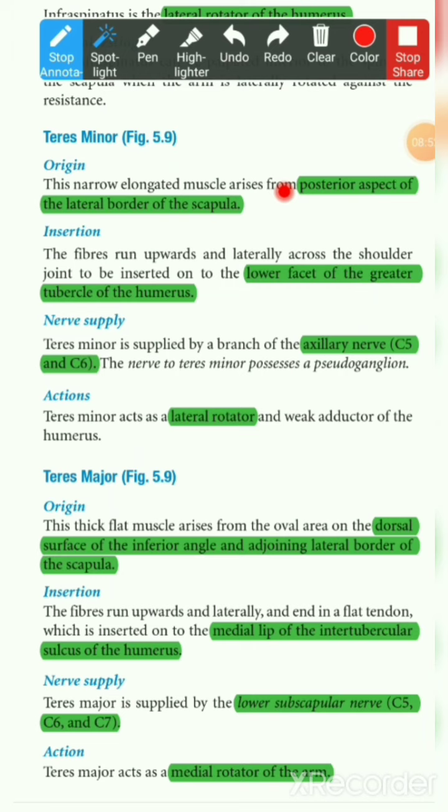Now come to our next muscle. This is the teres major muscle. It originates from the dorsal surface of the inferior angle and adjoining some lateral border of the scapula. It is inserting in the medial lip of the intertubercular sulcus of the humerus. And then the nerve supply is the lower subscapular nerve. The root value is C5, C6, and C7. And action is the medial rotation of the arm.